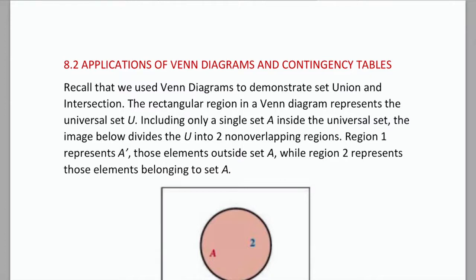8.2 Applications of Venn Diagrams and Contingency Tables. Recall that we use Venn diagrams to demonstrate set, union, and intersection. The rectangular region in a Venn diagram represents the universal set, including only a single set A inside the universal set. The image below divides the universal set into two non-overlapping regions.